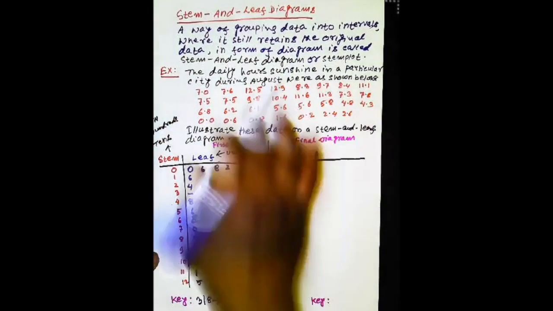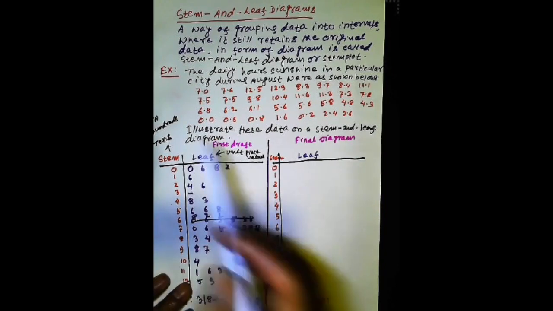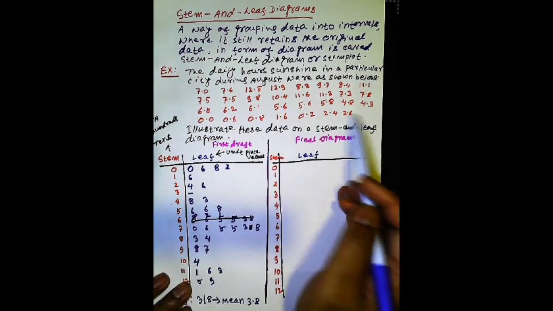So we have covered almost all of these values, but what I can see is that this is only the first draft. So this is the rough diagram. If you can do the final diagram directly, you can do so, but it will be difficult whenever the number of observations is large. So that's why it is important to go through the first draft first, and then you can arrange this in order.